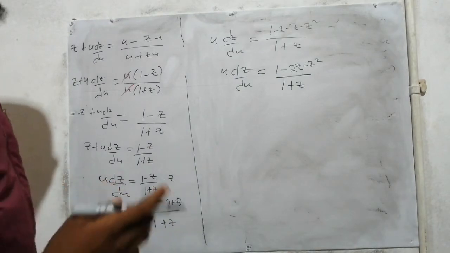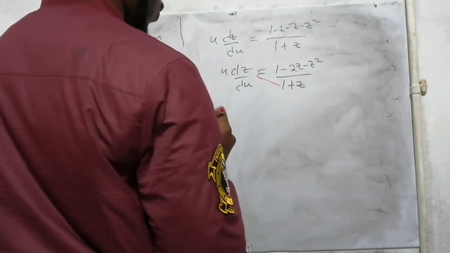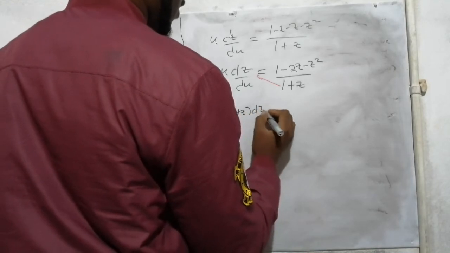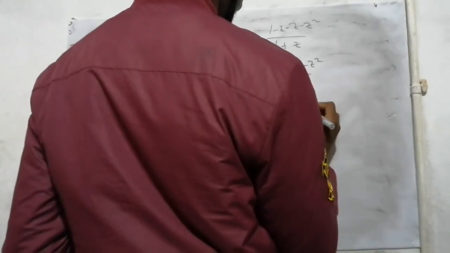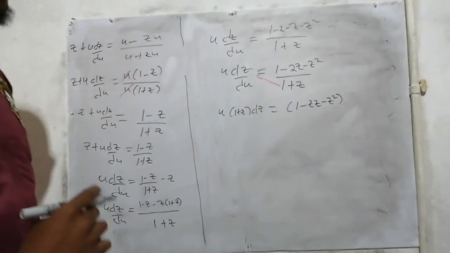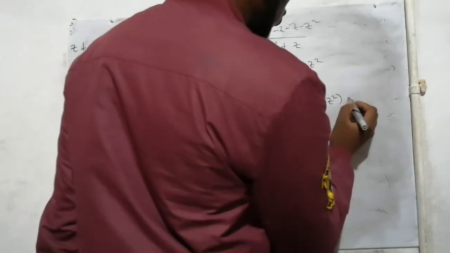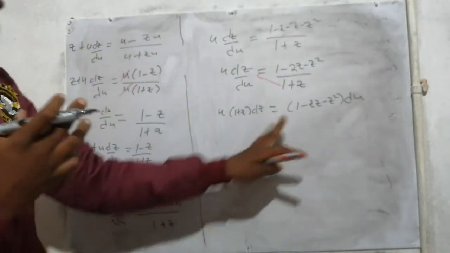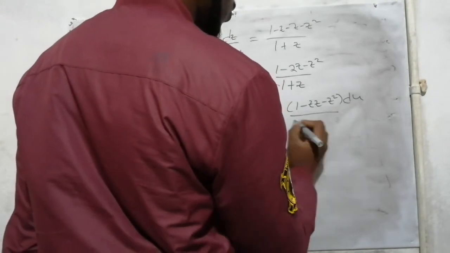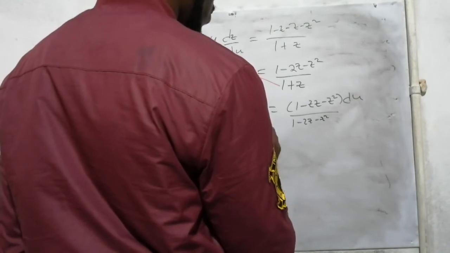So now let's cross multiply. This is what we have: u into 1 plus z, the z multiplication is in no order, equals du times 1 minus 2z minus z squared. I'm doing it for the sake of those who need it. So now we divide both sides by 1 minus 2z minus z squared.